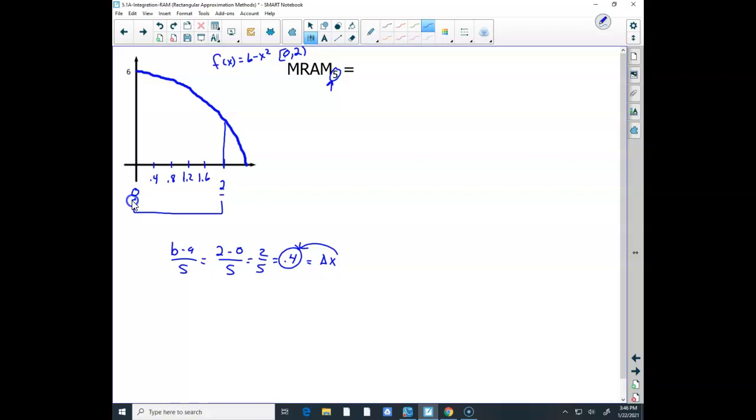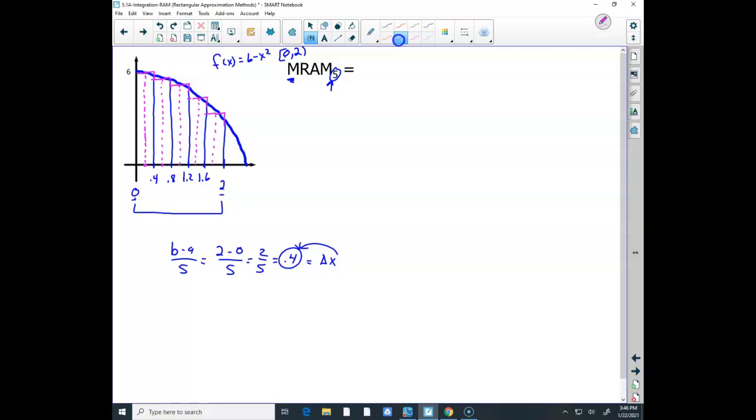Now I'm going to draw these in really quick. Here, and here, and here, and here. My width is all the same. This time we're doing a mid RAM, so I'm using the midpoint of each one of these rectangles. Some are going to be under, some are going to be over. The midpoint is going to come up. Why am I drawing all these? Because we need to find out what these x values are to be able to find the height of each rectangle, because it's the midpoint.